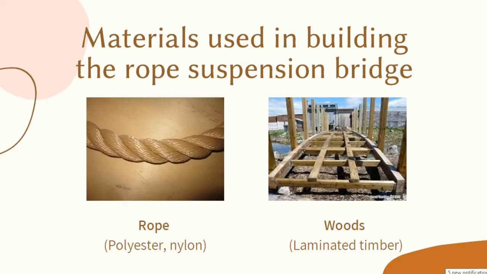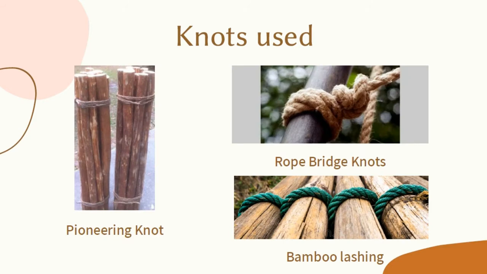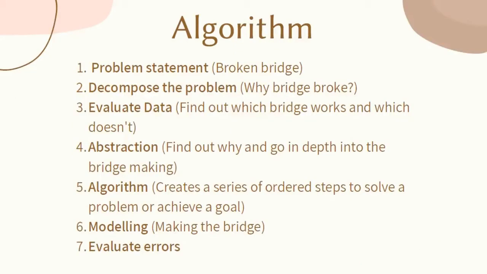After knowing the design of the bridge, we need to know what material is used in building the bridge. In this case, the main material used is rope, which is probably polyester or nylon. Next is the component that makes up 90% of the bridge, which is wood, and it's preferably laminated timber. Next, the knots used in tying the wood up into the bridge are the pioneering knot, rope bridge knots, and bamboo lashing.